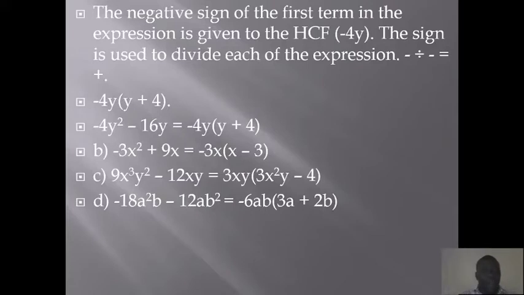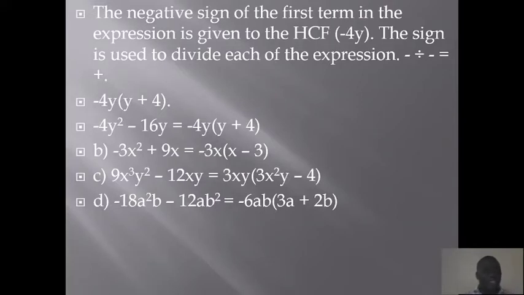Find the HCF of what? 9x cubed y squared and 12xy. So when you find the HCF, you find out that what? The HCF will be what? 3xy. So when you have 3xy, what is the sign assigned to the first term? The sign given to the first term is what? Positive sign. So that positive sign will be associated also with the HCF.